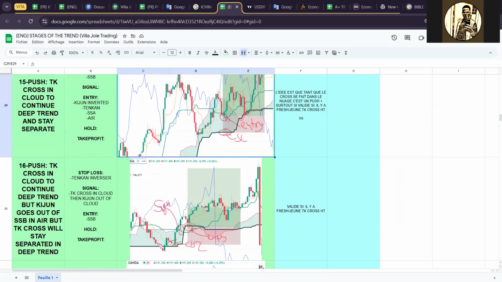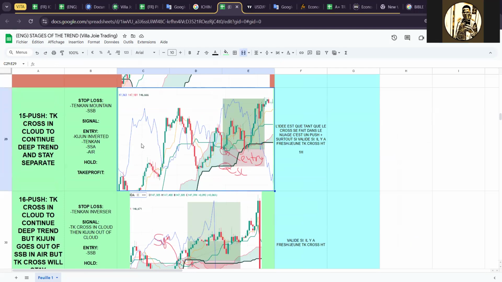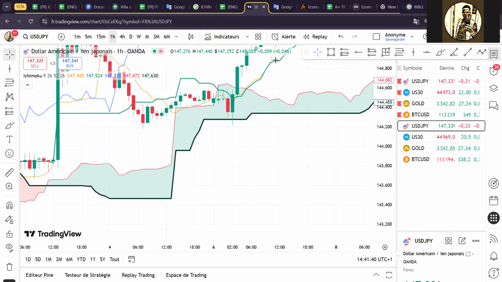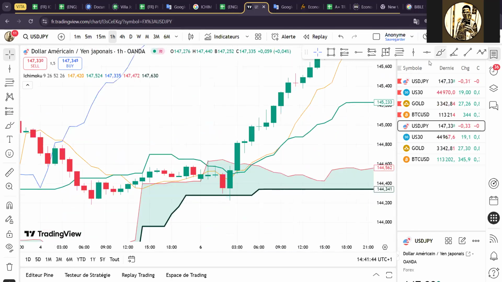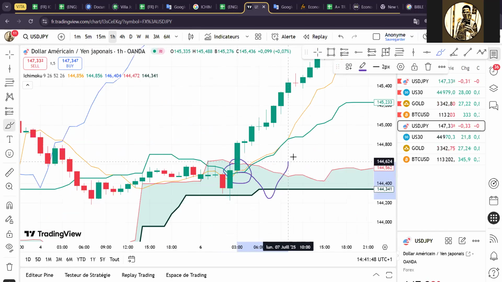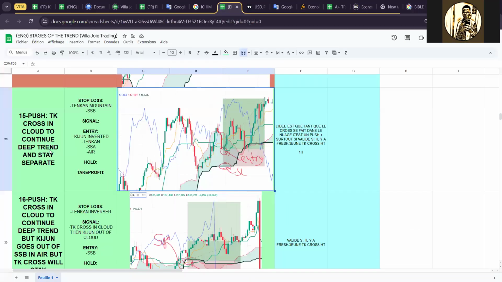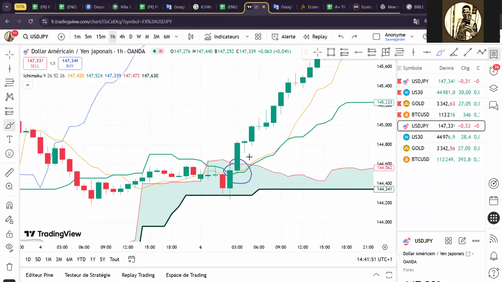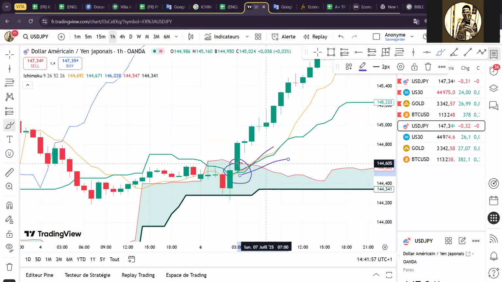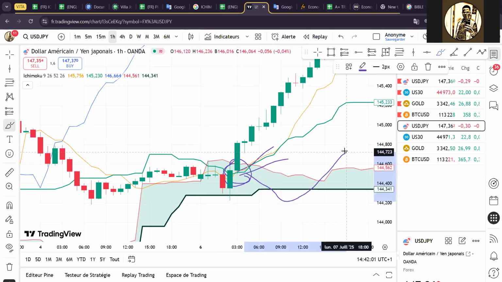Yeah, this is the first one that I wanted to present here. Both of them stay inside the cloud, right? The first one, both of them stay inside the cloud. Kijun did not go out of the cloud before continuing. Okay, so I made a small confusion earlier. So this setup is this one. They separate themselves inside the cloud, but neither Kijun nor Tenkan are getting out of the cloud.